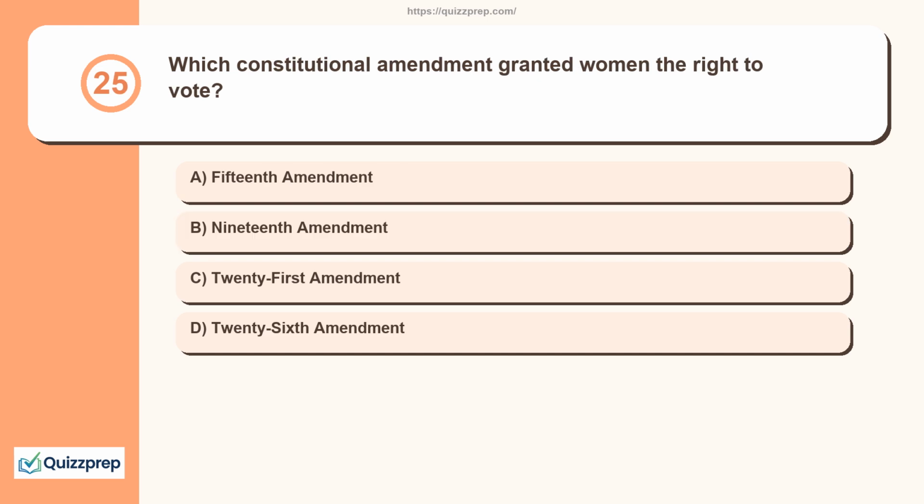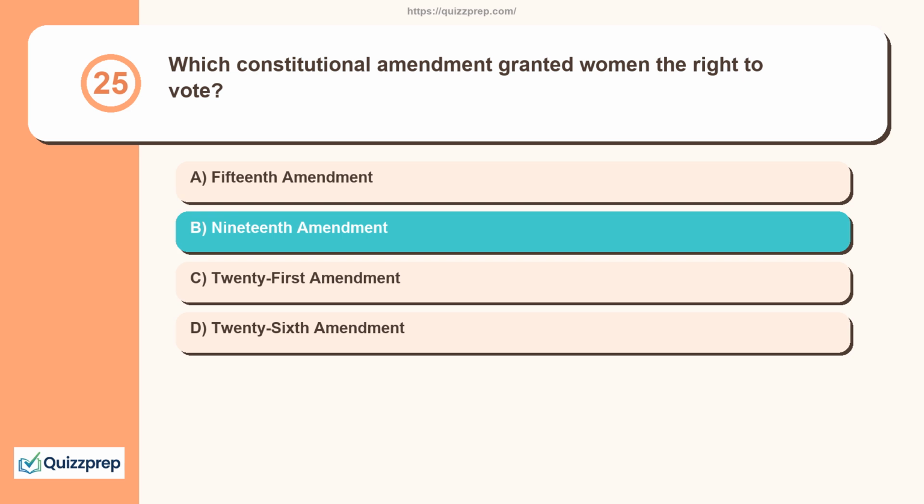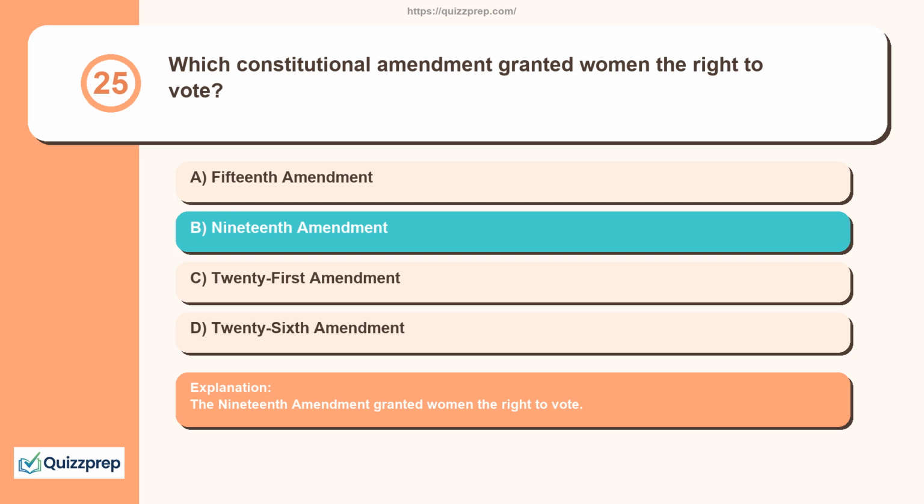Question 25. Which constitutional amendment granted women the right to vote? 15th Amendment, 19th Amendment, 21st Amendment, 26th Amendment. The 19th Amendment granted women the right to vote.